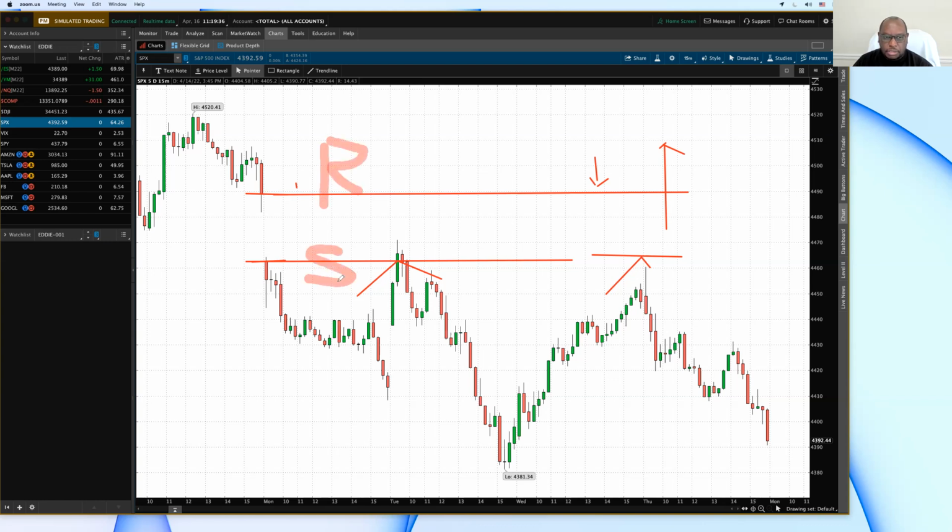Resistance, support, right? When the price is above the gap, then the bottom of the gap is the support. When the price is below the gap, then the beginning of the gap is resistance. So that's how you play that.